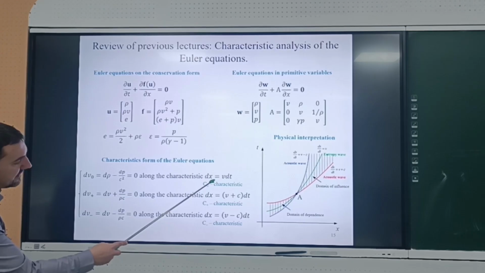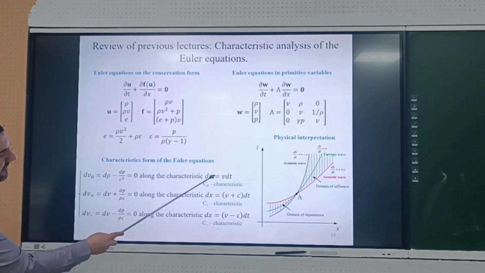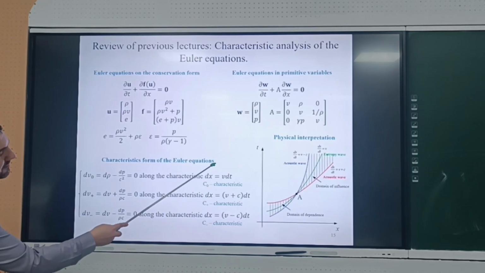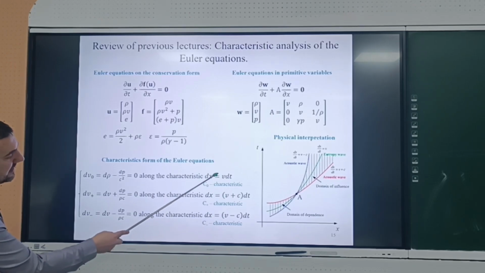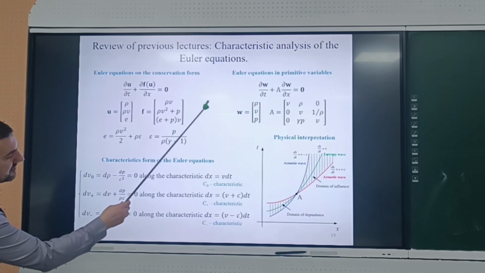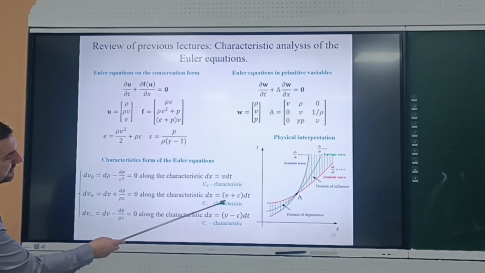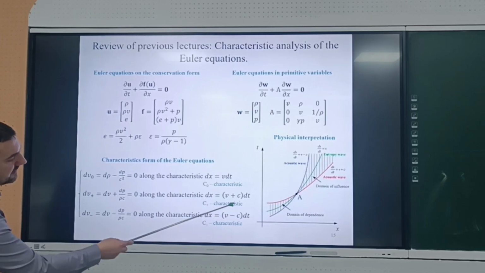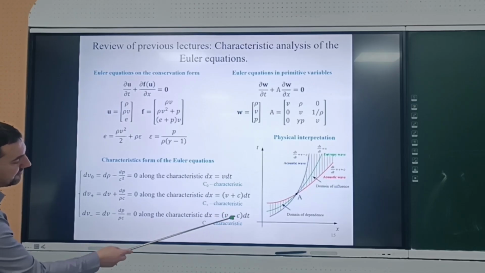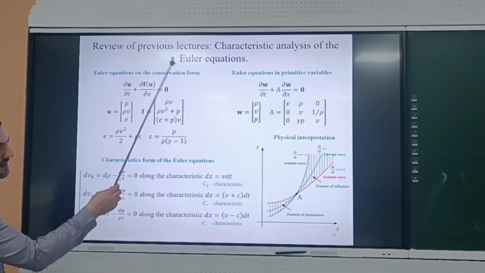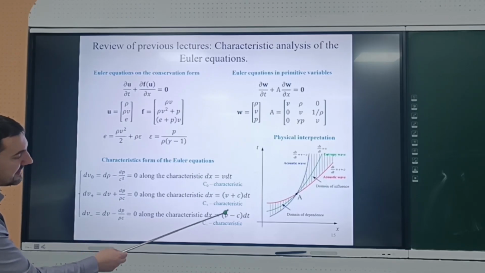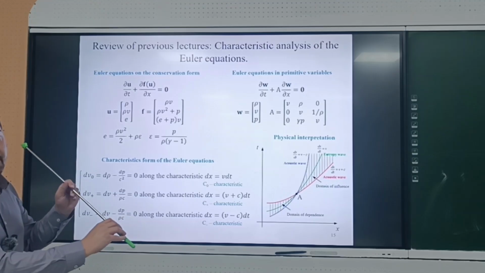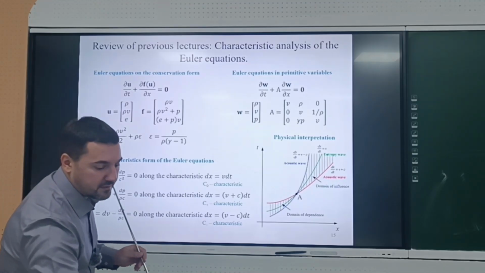You can see that the slope of each characteristic depends on the local speed of gas: V, V plus C, and V minus C. If V is greater than 0, we have a positive slope for this characteristic and this characteristic. The slope of the last characteristic depends on the relationship between V and C. If V is greater than C, we again have a positive slope for the last characteristic. But if V is less than C, we have a characteristic with another slope, negative. So what does it mean?